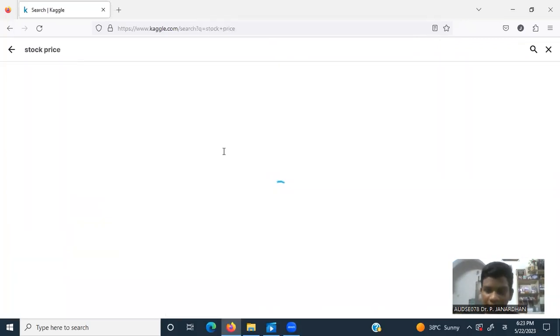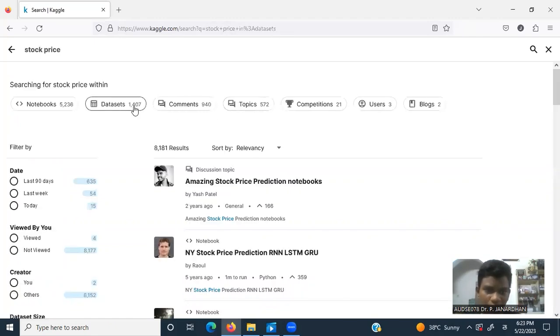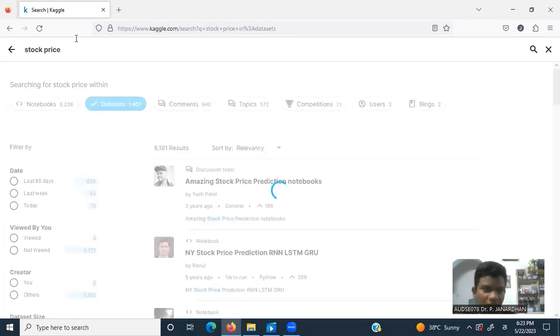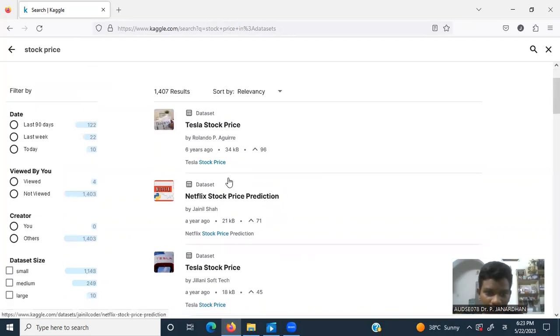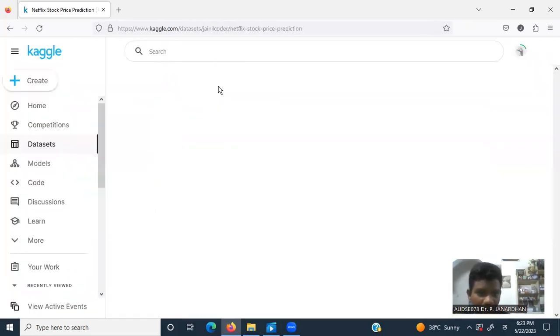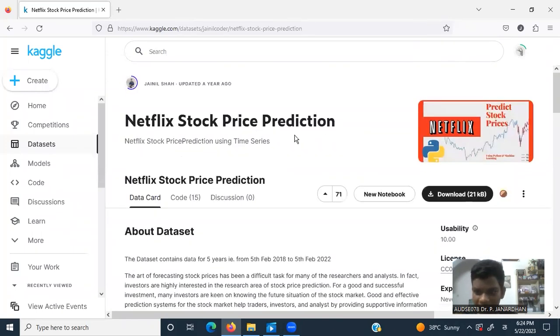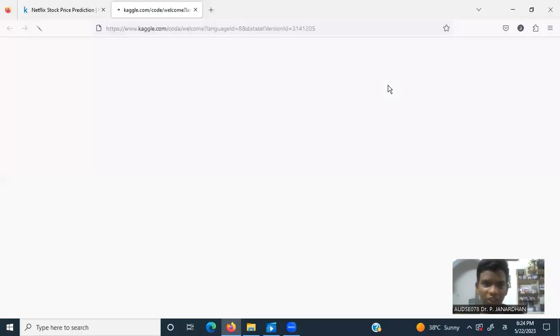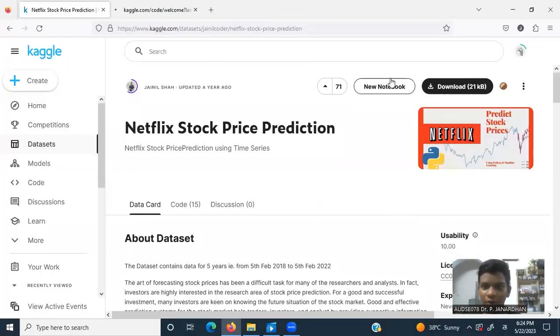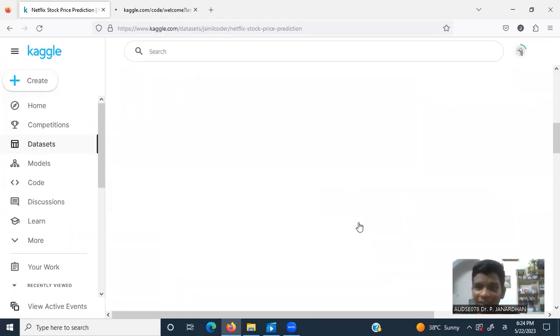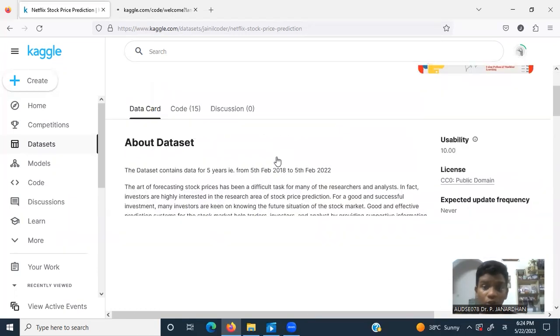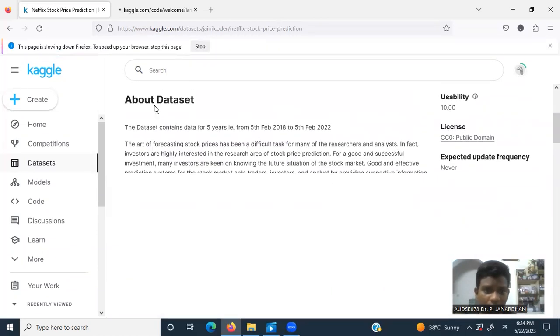So I'll just go through Kaggle. I have shared Kaggle with you, and you must have gone through it. Just search for stock price. I think you'll find the Netflix stock price. Netflix, you might have known about it. It is a platform where you can watch and waste a lot of your time. Just click on new notebook so you can use the data. It is stock data, I think, from 2018.